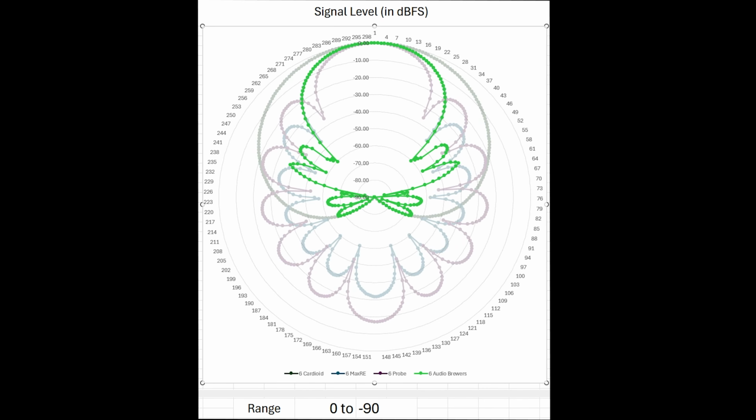This is our beam in sixth order. You can see that it's really, really narrow and that the rejection on the sides is much, much greater than that of max-re and probe. So the beam is really, really cool, right? And we're talking about a 90 decibel range, which is an insane number.